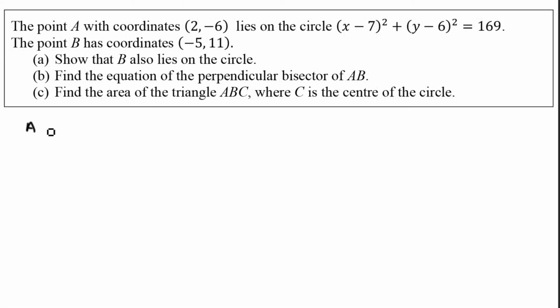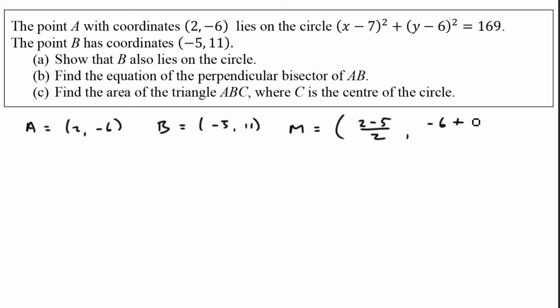So if we have the point A with coordinates 2, negative 6, and the point B with coordinates negative 5, 11, then the point M, being the midpoint, will have an x-coordinate which is the average of 2 and negative 5, and a y-coordinate which is the average of negative 6 and 11. Therefore the coordinates of M are negative 3 over 2, 5 over 2.